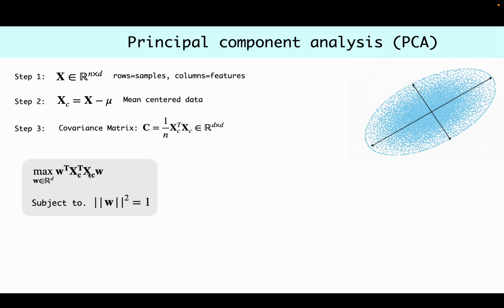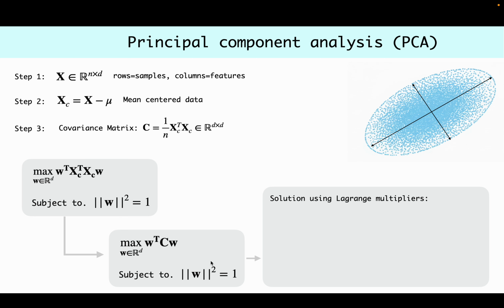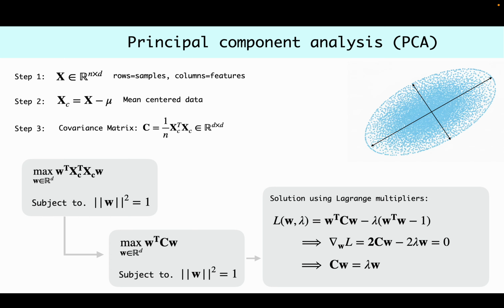such that the projection of each of these data points onto this axis will result in a maximum variance. So that is the axis which we are interested in, and this problem can be formulated something like this. We are just representing Xc transpose Xc as C here, and this can be solved using Lagrange multipliers as follows. So this constraint has been brought into the main objective function, and when you apply the gradient and solve it, we get an equation as follows: Cw is equal to lambda w.